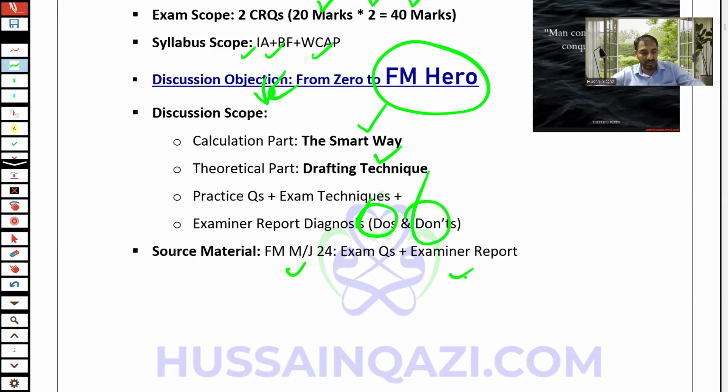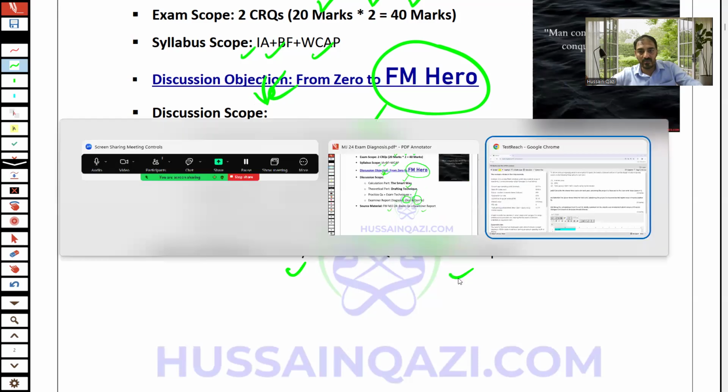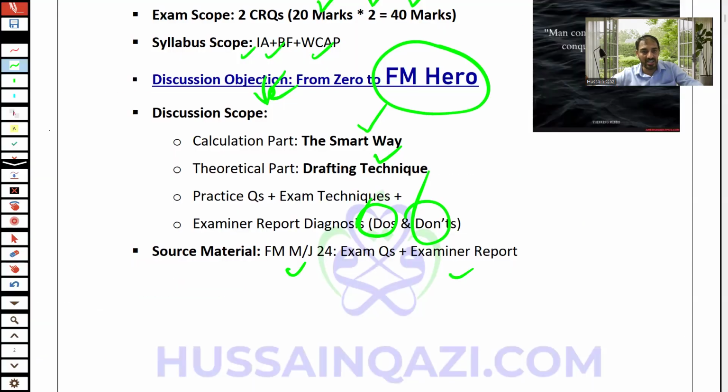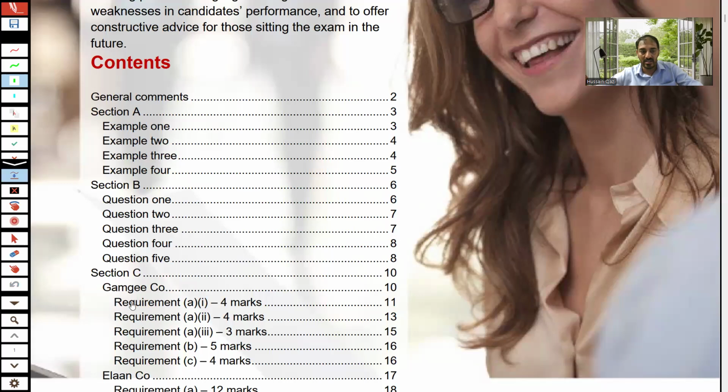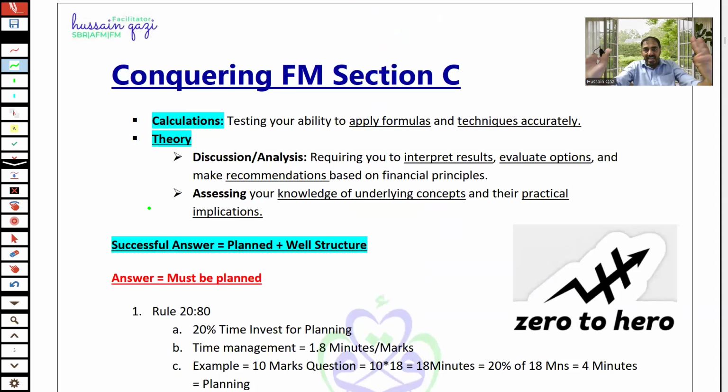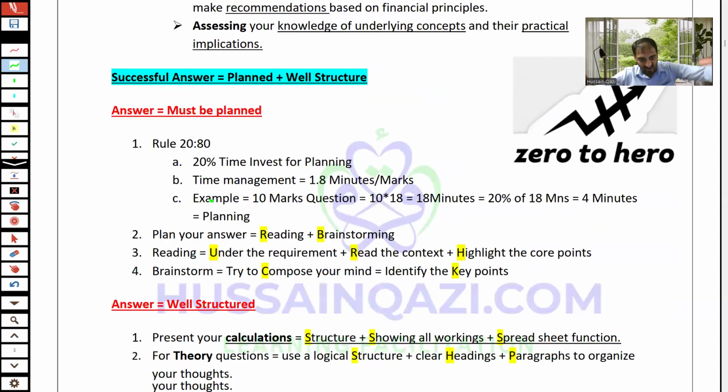Before starting, the question we will cover is the Gamgee Company question. And further, we will not just attempt the question but also diagnose the issues related to section C type questions. Before starting this question, I want to highlight very key points about conquering. If you really want to conquer your financial management section C type question, you have to obey these instructions.